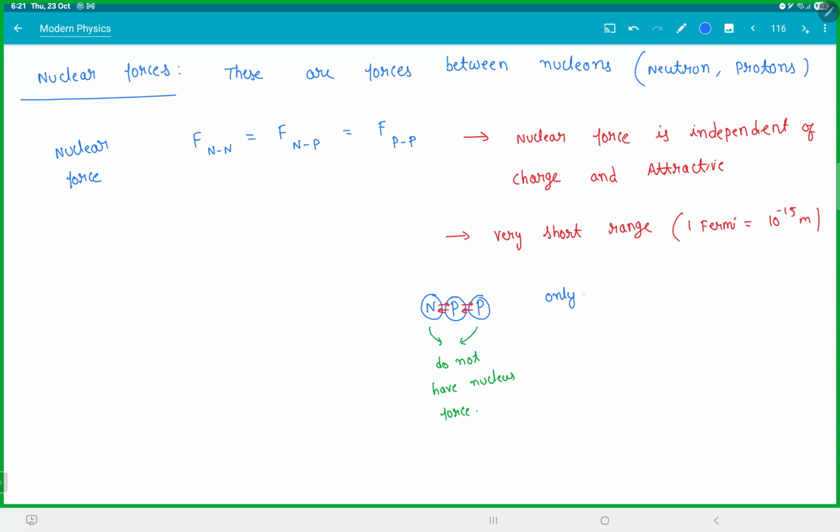So only nucleons in the immediate surrounding. Meaning if you put a neutron, proton, and neutron, these two will not interact. Only this N and P will interact. So it is such a short range force, in the immediate region, exchange particles, generating nuclear forces.